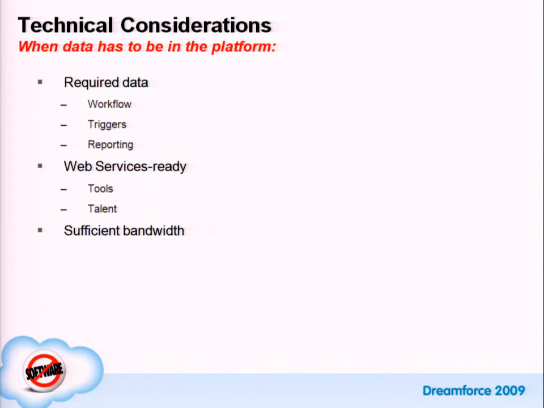Same applies to triggers. So if you wanted to do an Apex trigger to perform calculations on a set of data, you need to bring that data into the platform so that it's native and can perform those calculations. And the third, which is probably the heaviest use case where data is required in the platform, is for reporting. So anytime you want to generate a report off of something, you need that data resident in the platform.